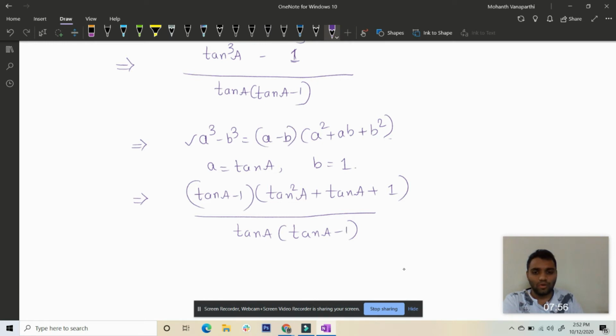So now if you observe, tan A minus 1 is there in both the numerator and denominator. We can cancel tan A minus 1 in the numerator and tan A minus 1 in the denominator.